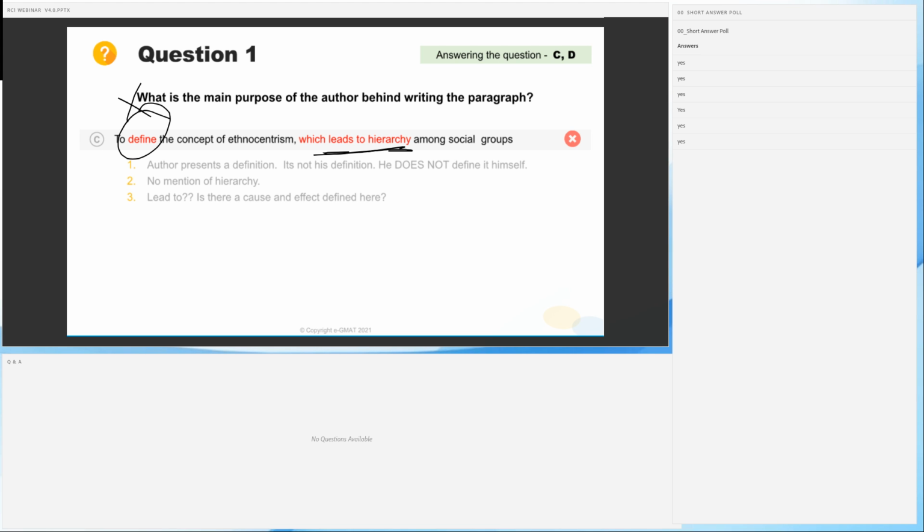And then does EC lead to, or does it cause, hierarchy among social groups? No, there's no cause and effect. The passage says, bordering on the extreme, one definition of EC considers it. It's not causing, it's considering it. Love for in-group in correlation with hatred for outgroups. Again, correlation is not the same as causality. People who chose choice C, do you understand where you made a mistake?